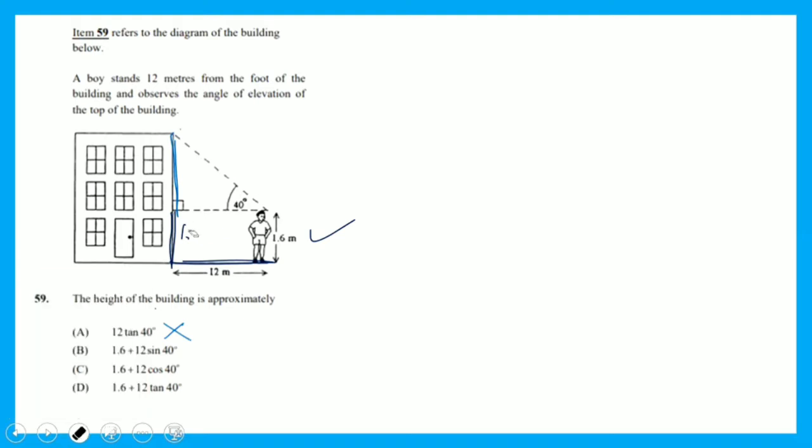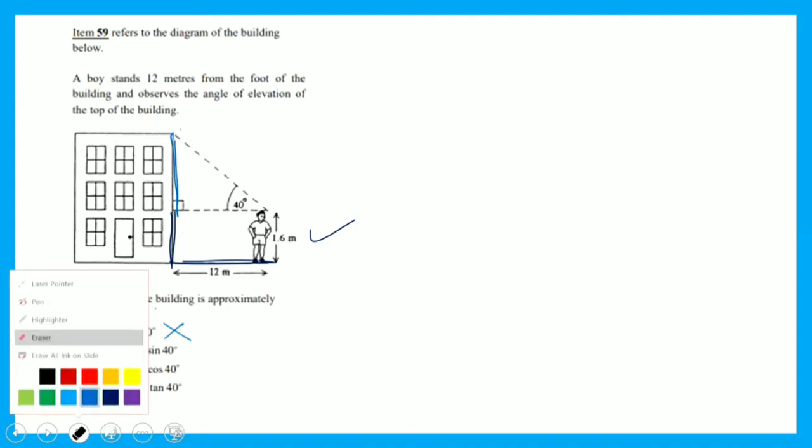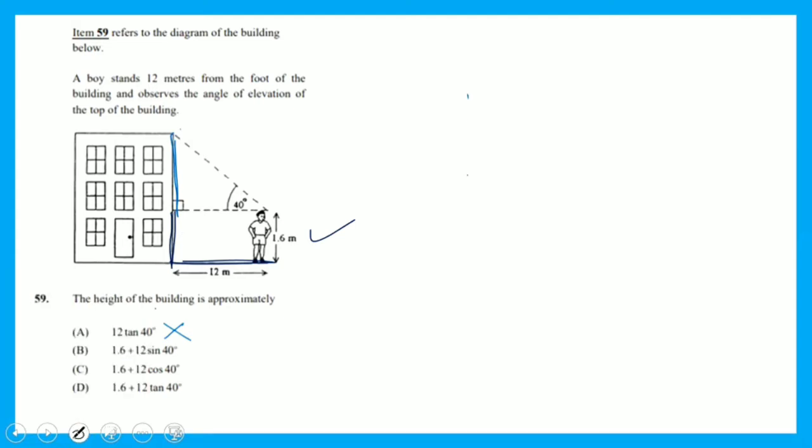Let me remove that 1.6 so I can write something else there. So we're looking at this triangle, the one with the 40 degrees here, and we are trying to find this side. Let's call it X, which would mean that it is the opposite side in this triangle, because it's opposite to the angle.